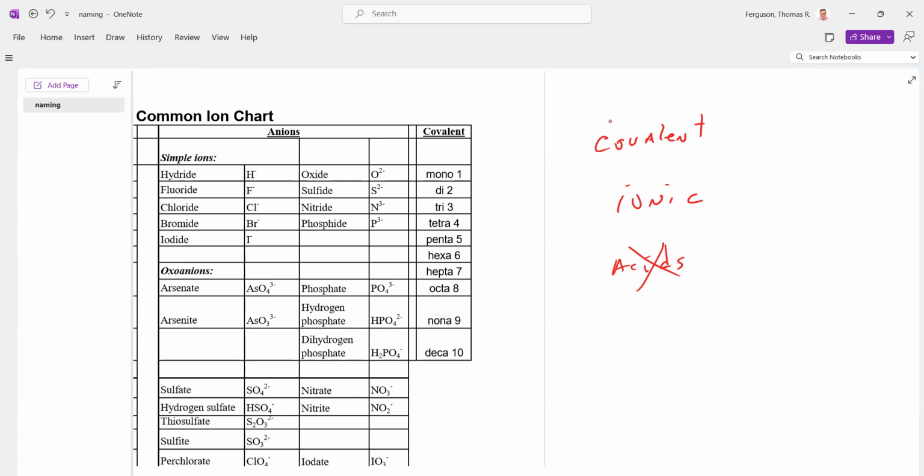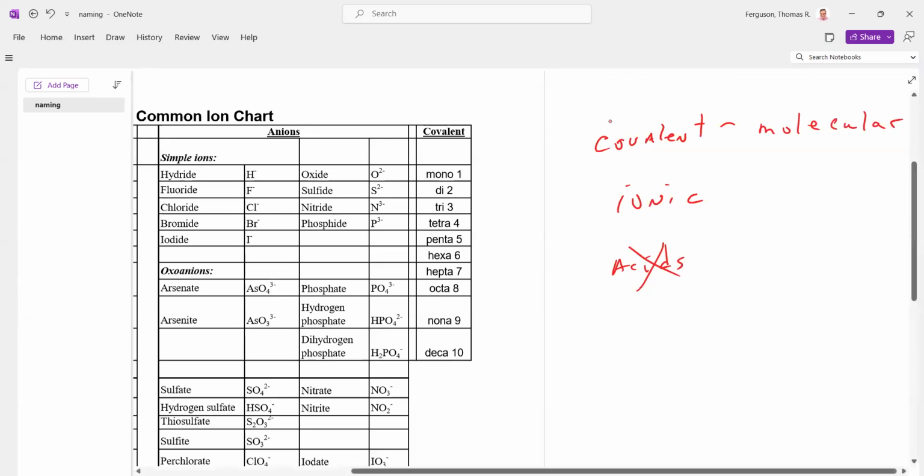Sometimes they call covalent molecular. I'm not sure which is more popular, but depending on what textbook you're using, what instructor you have, you'll hear either one. In fact, I think your dry lab talks about molecular.